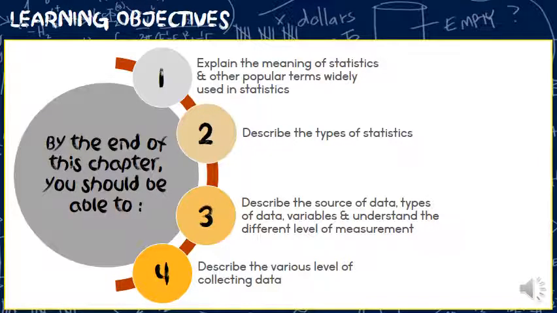So by the end of this chapter, you should be able to explain the meaning of statistics and other popular terms. You should also be able to describe the type of statistics, describe the source of data, types of data, variables, and understand the different level of measurement. And last but not least, you should be able to describe the various level of collecting data.